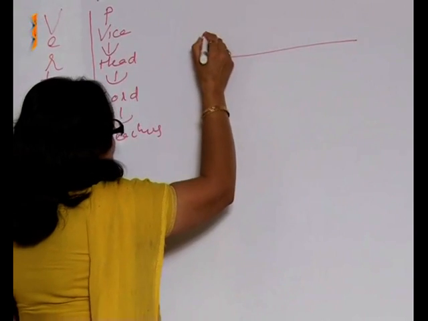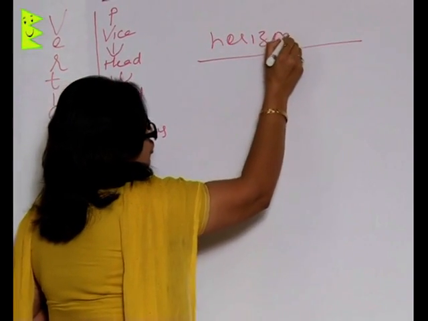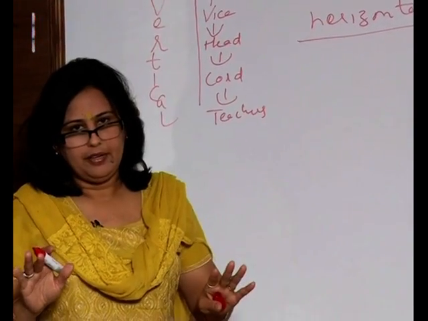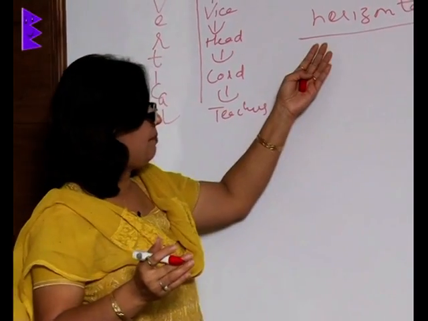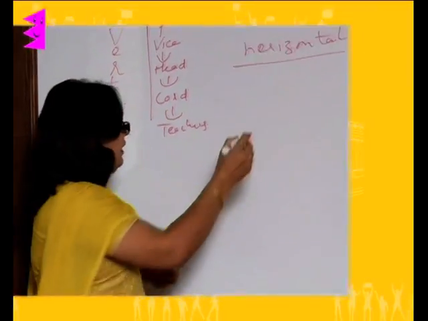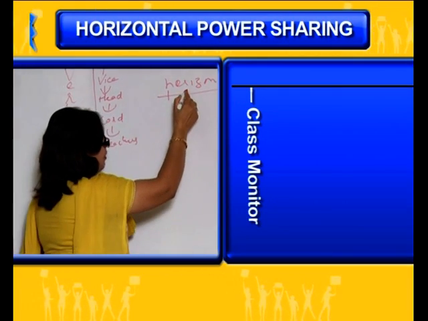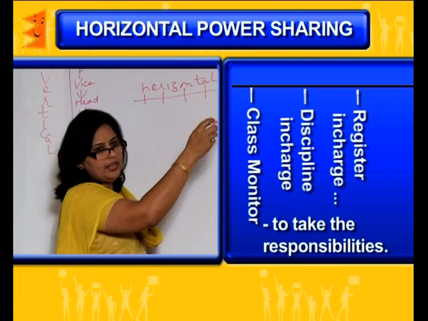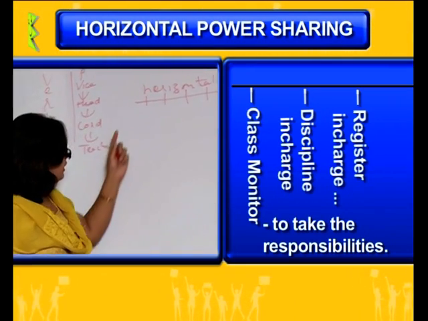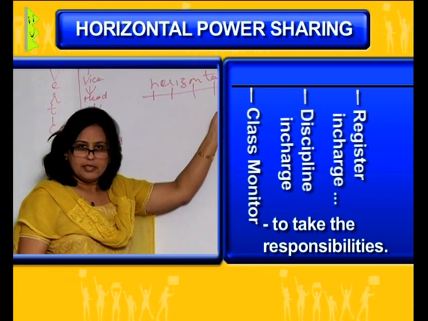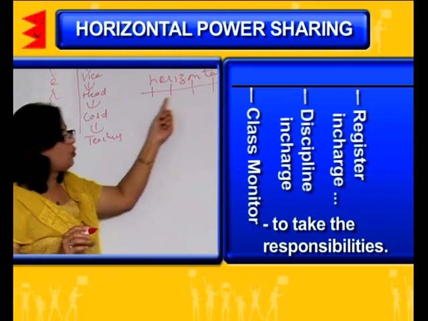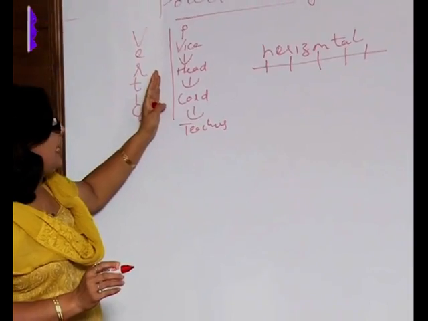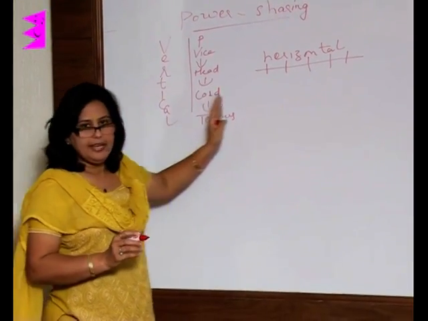But what happens in a classroom situation? It is of course the horizontal type of power sharing, because all the students are of equal level. There are 50 students in a classroom, all of them are equal, but there is a class monitor, there is a performer in charge, there is a register in charge, there is a turnout in charge for cleanliness. But since all of them are on a similar level, that is, all of them are students, the power is shared horizontally.